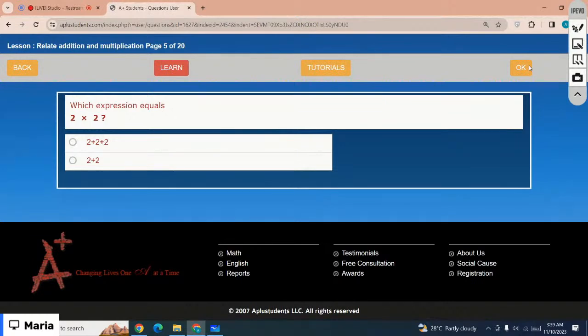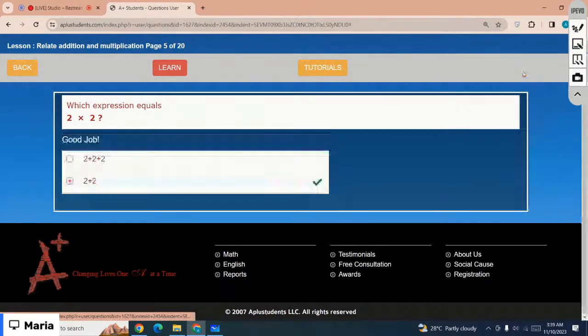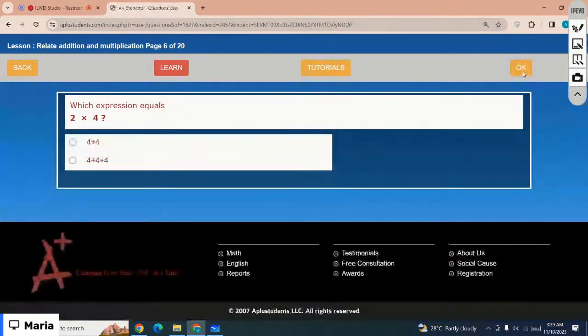Which expression equals 2 times 2? You can add 2 two times. Option number 2 is the correct option. Which expression equals 2 times 4? So which is the correct option? You can add 4 two times. So option number 1 is the correct option.